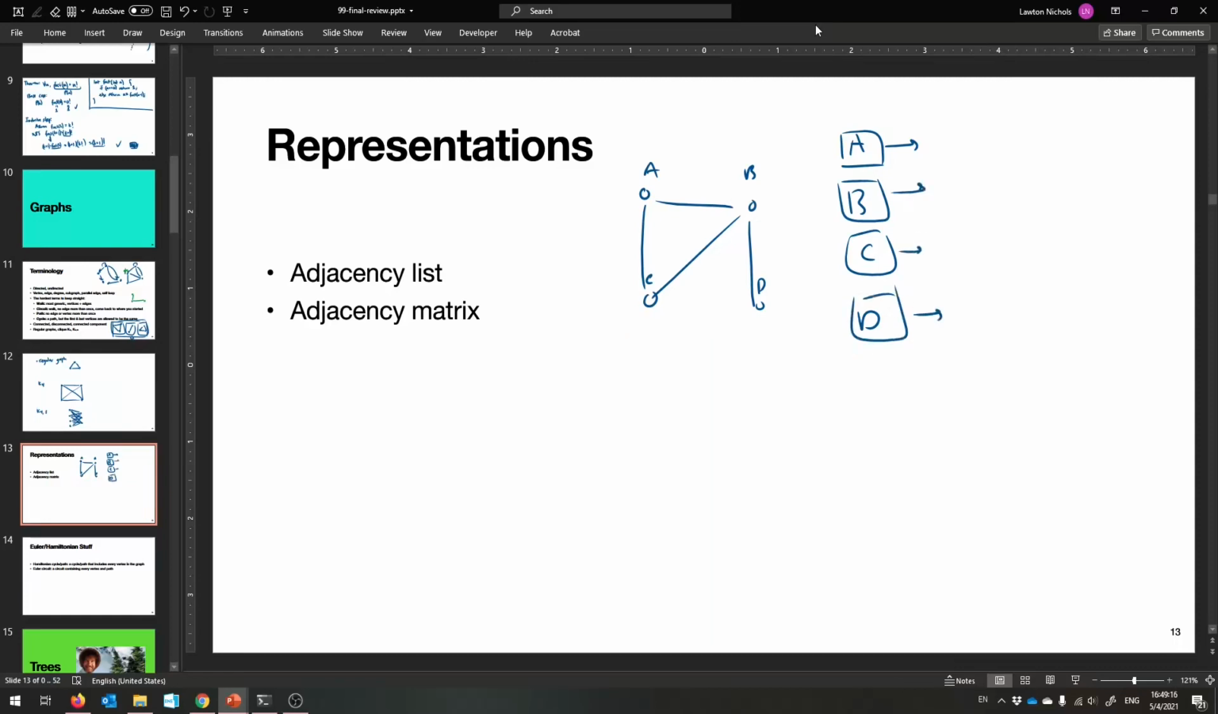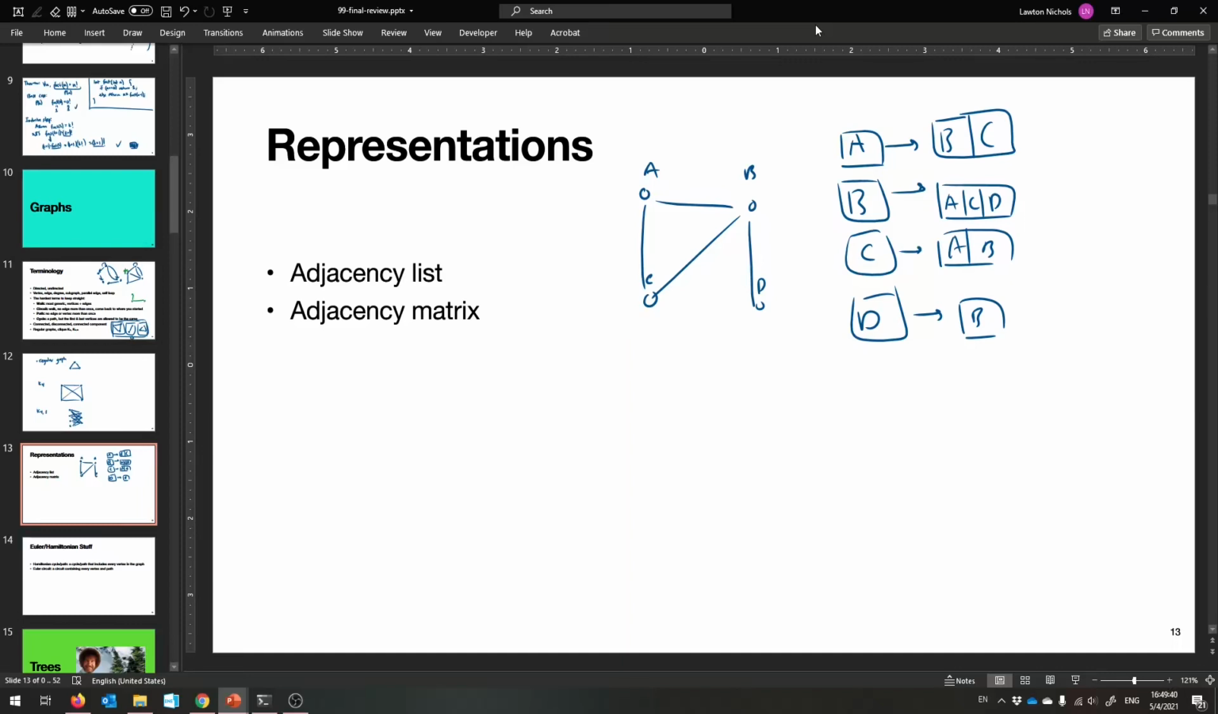So A has B and C as neighbors. So there'd be a linked list here being stored. B has A, C, and D as neighbors. C has A and B immediately with edges that you can connect to. And then D has only B to get to. Okay? So that is your adjacency list.